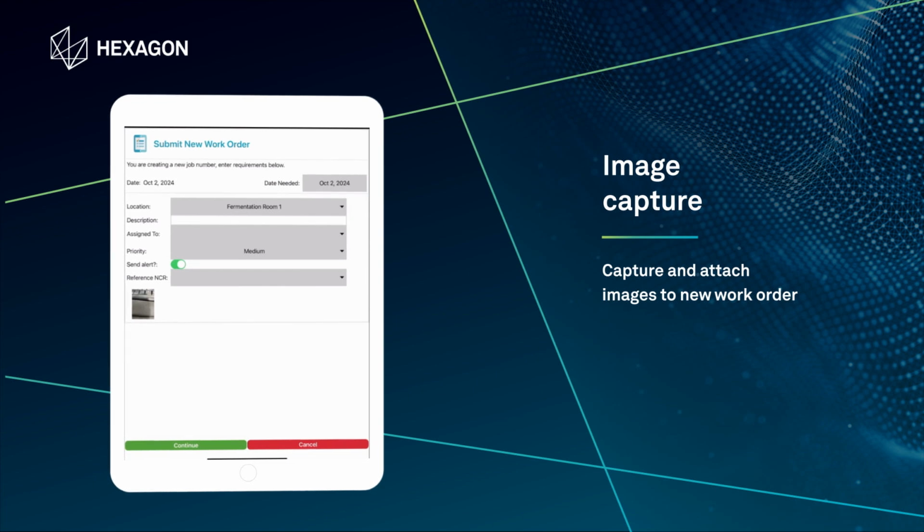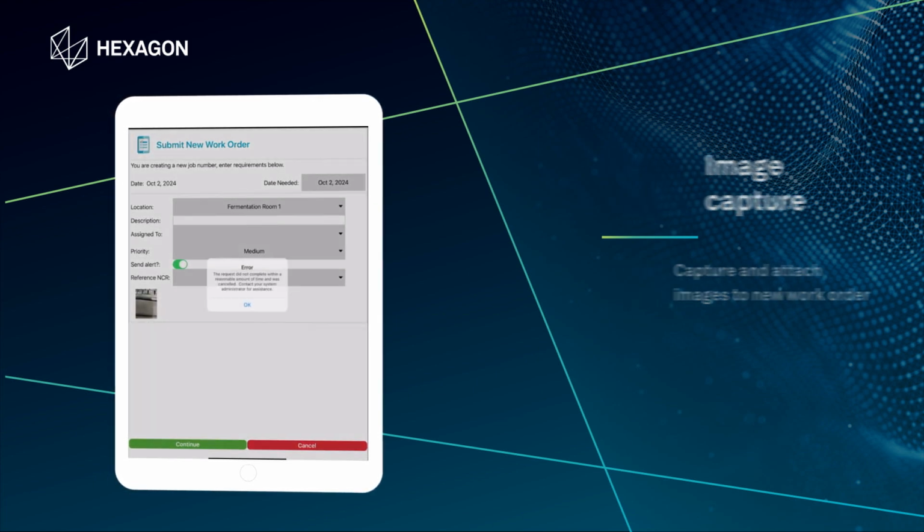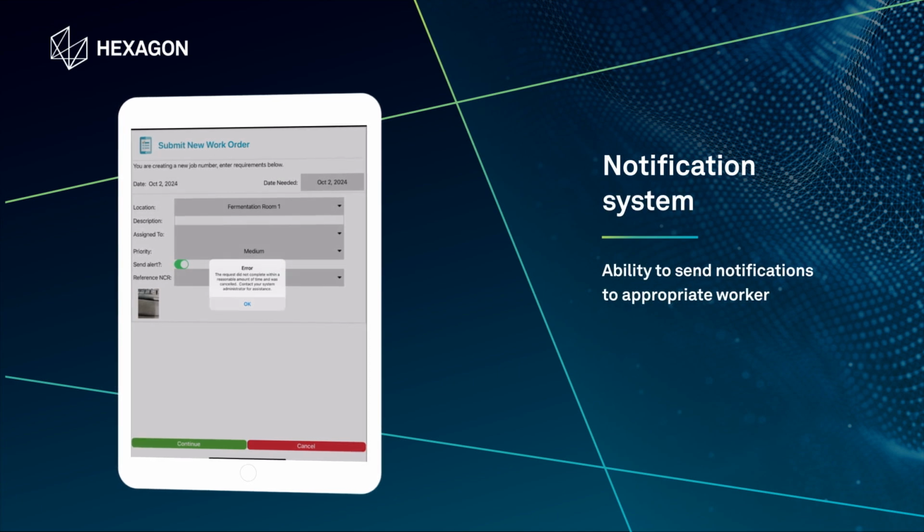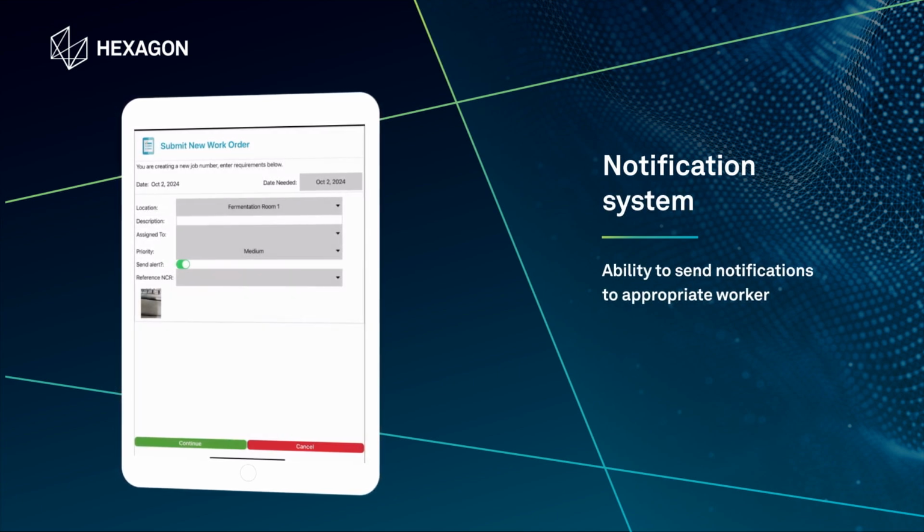In continuing, it would send an alert to, let's say, a maintenance manager in order to have them approve it, set priority to it, and assign a technician level to it.